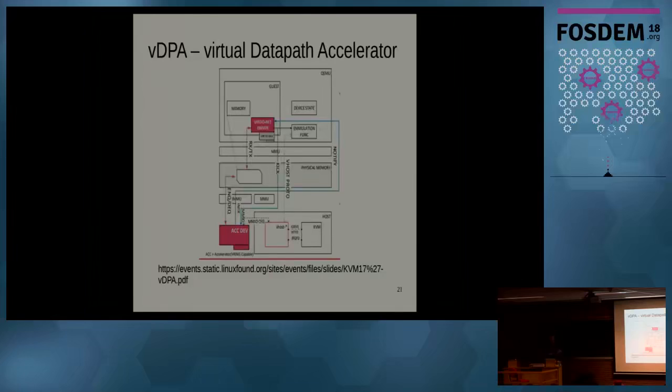So this picture includes the accelerator device, and as you can see, the control path is still emulated, but this is not a bad thing because it's not performance critical. But the data path is now handled by this hardware device, and that can write directly into the VRing.